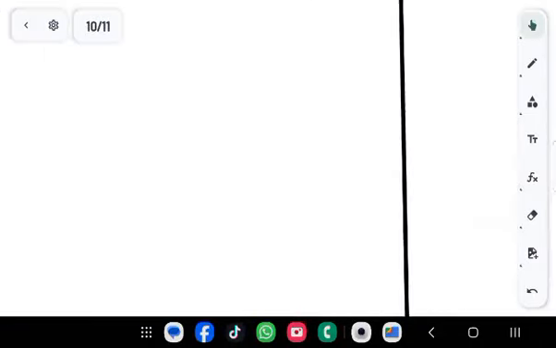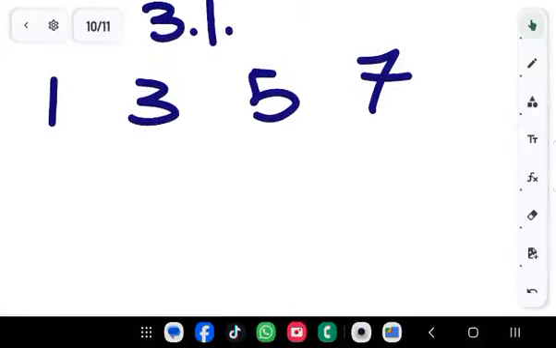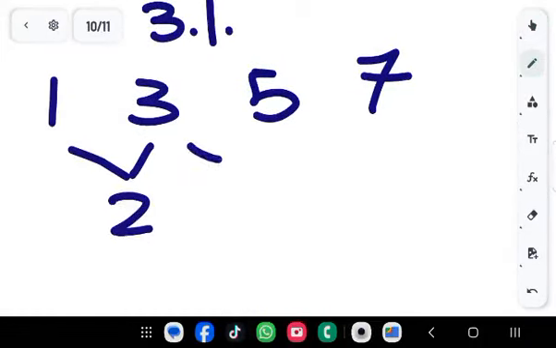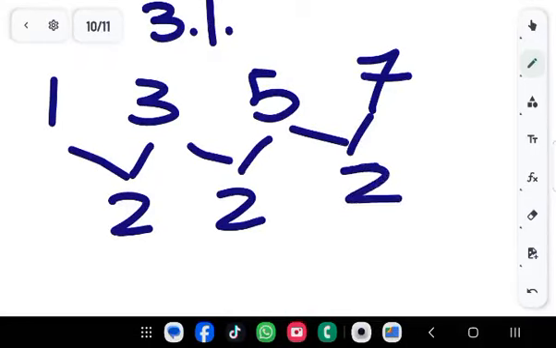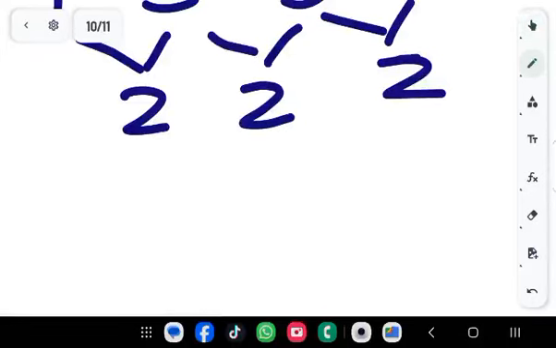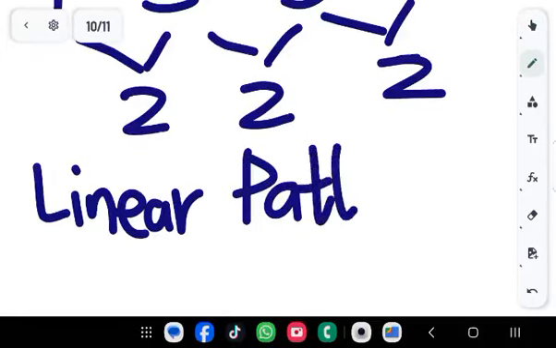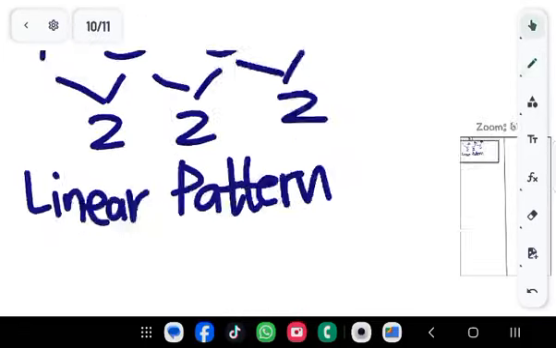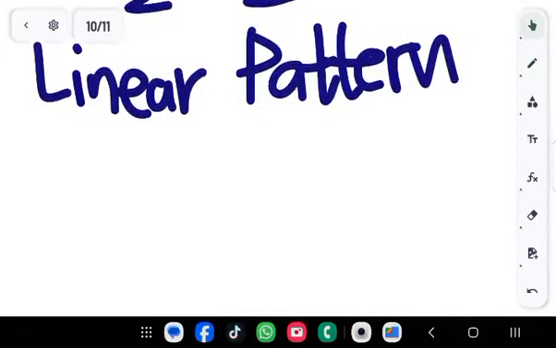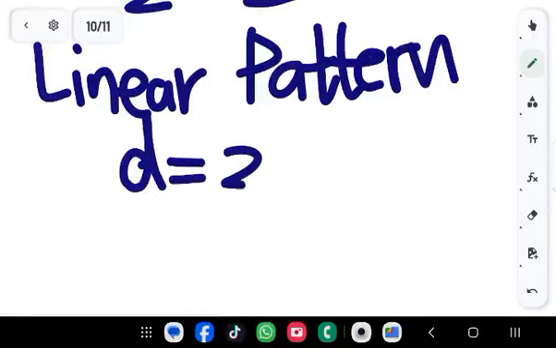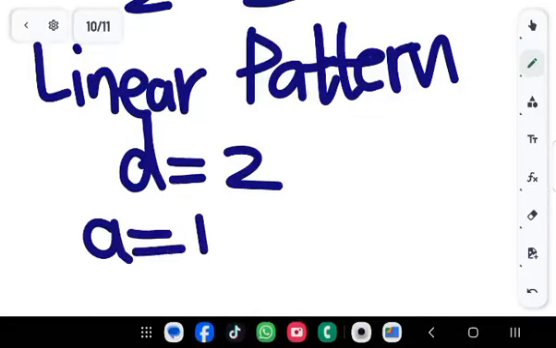And let's check if this is a linear pattern. The difference between 3 and 1 is 2. Same over here, 5 minus 3 is 2, and 7 minus 5 is also 2. So they form a linear pattern, and that pattern has a constant difference of 2. Okay, the first term is 1, obviously.